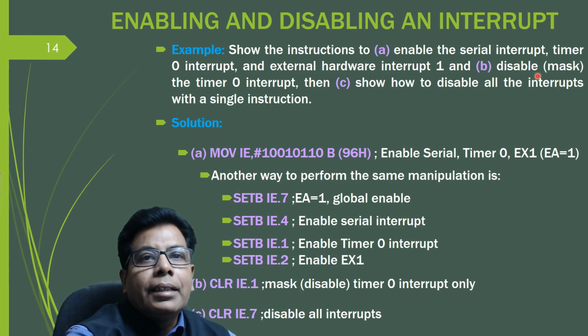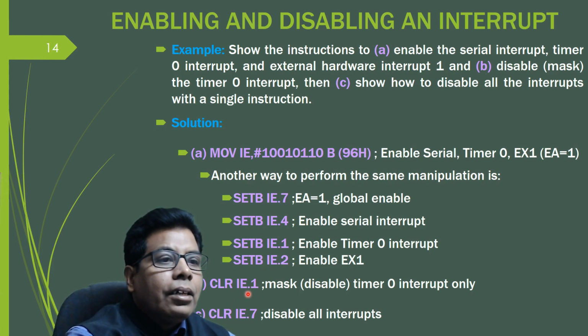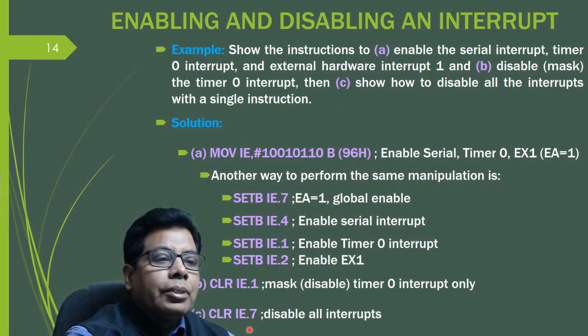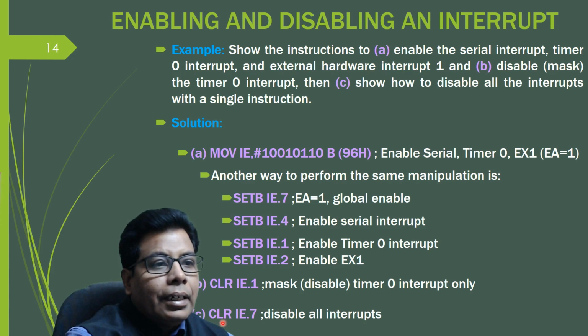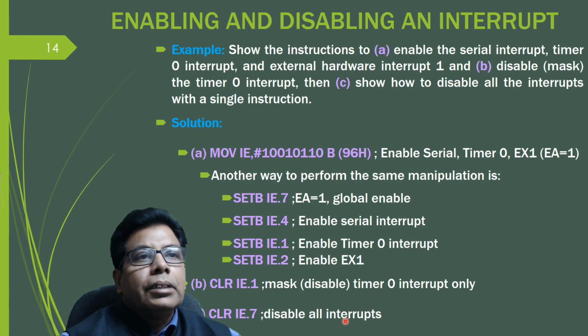Then B part, disable or mask the timer 0 interrupt. That's what we want to do. So we can use CLR IE.1. It will mask the timer 0 interrupt only. Then C part, show how to disable all interrupts with a single instruction. For this, just use the instruction CLR IE.7, that is for EA. If you make EA 0, it will disable all the interrupts. So this is how we can do the programming for enabling and disabling the interrupts.